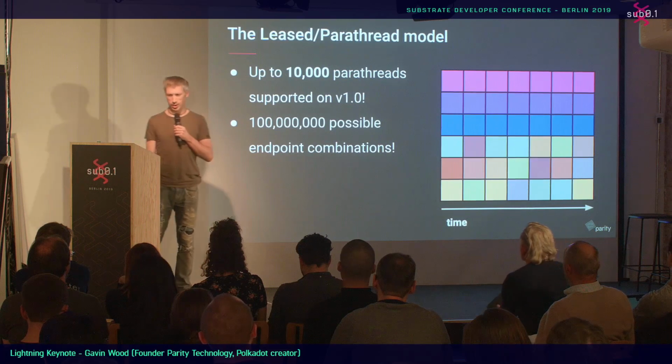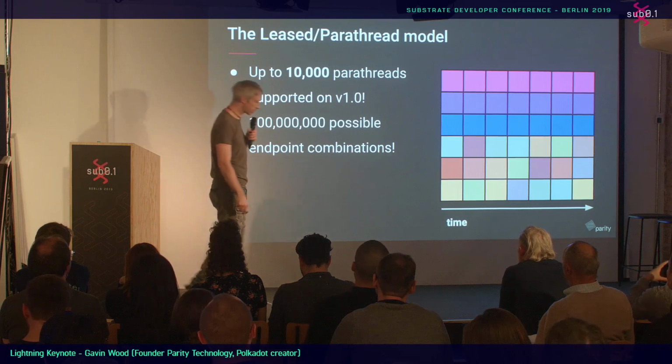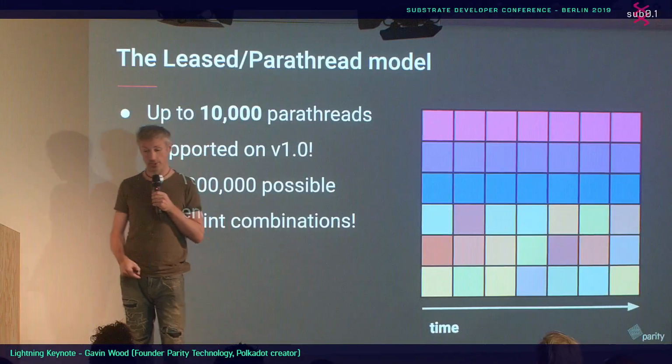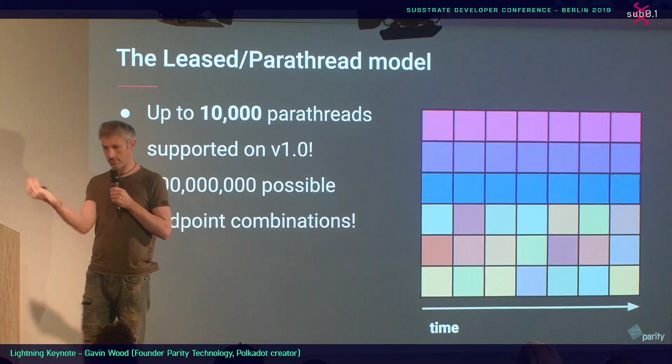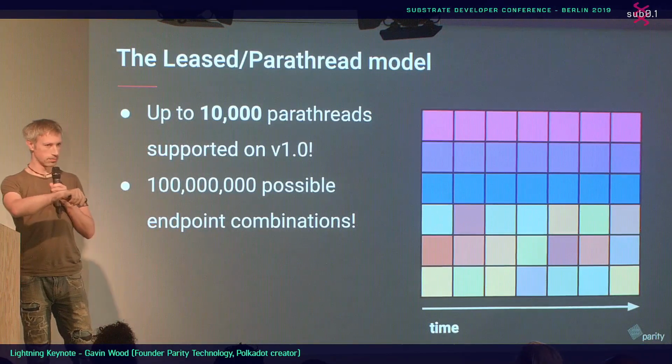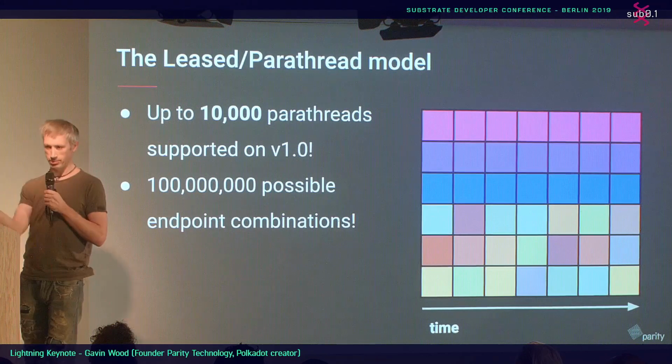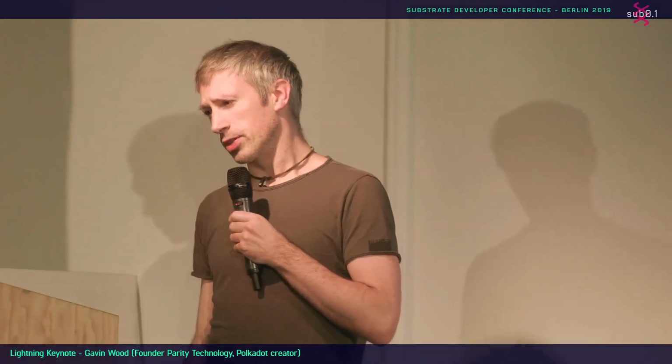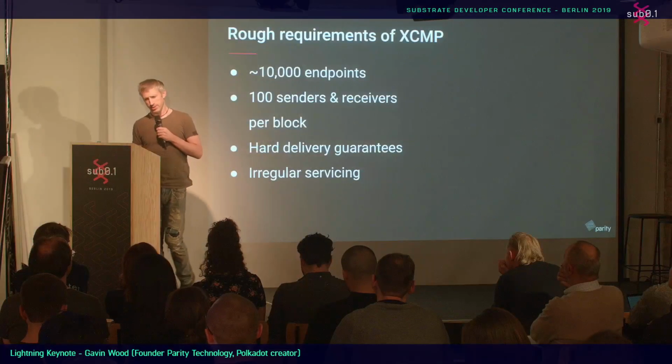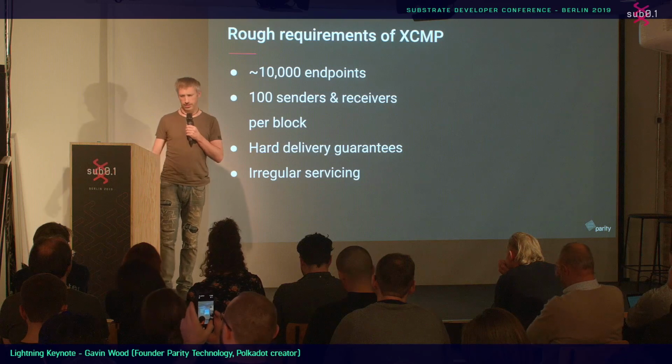So 100 million possible endpoint combinations. Actually, it's 200 million because you've got both directions. Yeah. So A can send to B, but also B can send back to A. So yeah, if we look at the requirements for XCMP, they're fairly harsh.